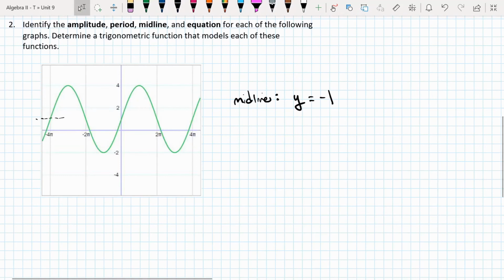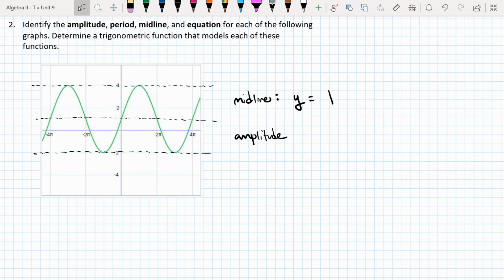If the midline is 1, then the amplitude is the distance from the midline to either the top or the bottom of the graph. And so the distance between 1 and 4 is 3. Sorry, this is 1, not -1. And the distance between 1 and -2 is also 3. So that means the amplitude for this one is 3. The amplitude is 3, which means the A value is 3 in this case. And you will see it's going to be a positive 3.